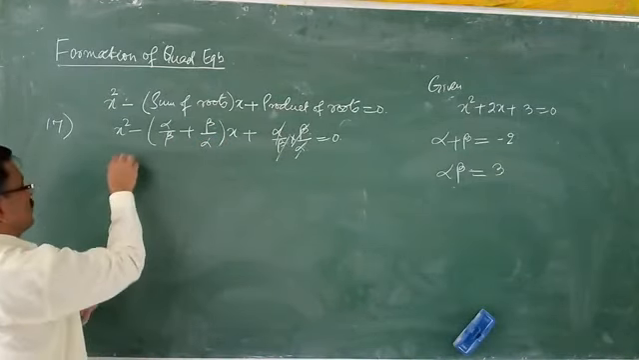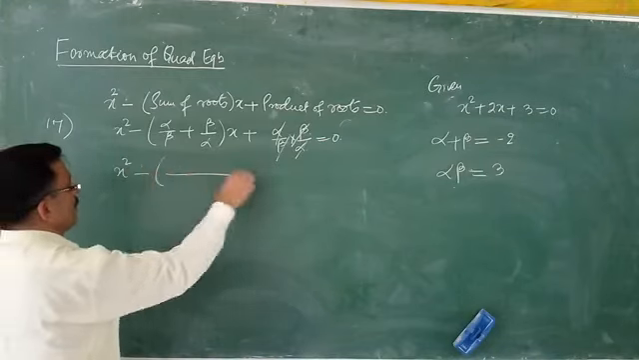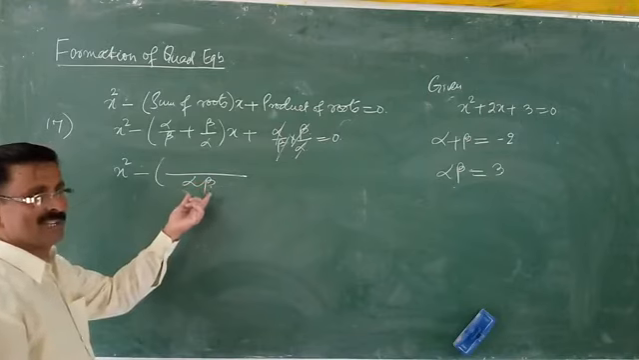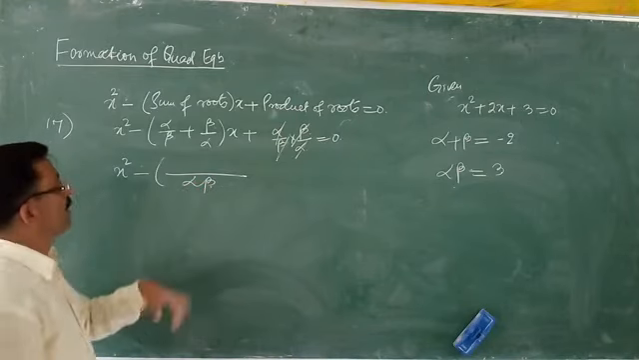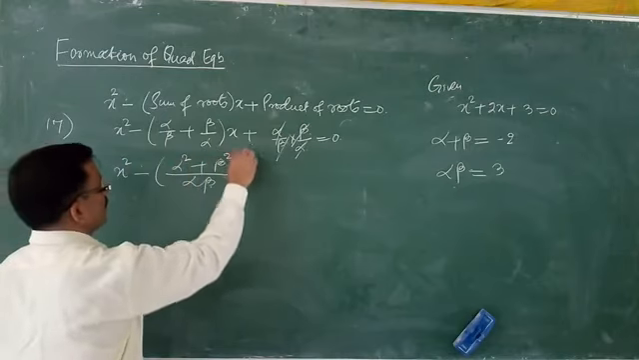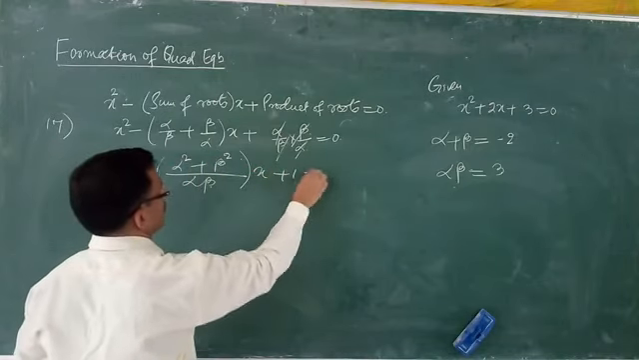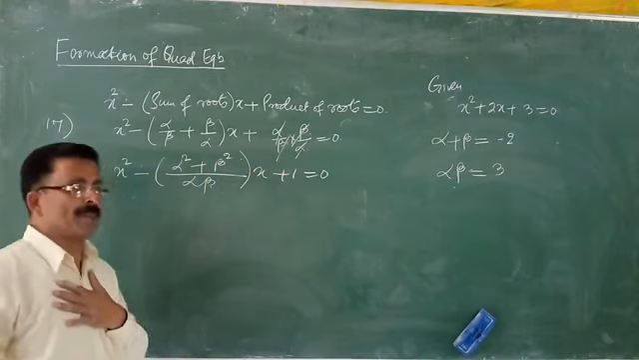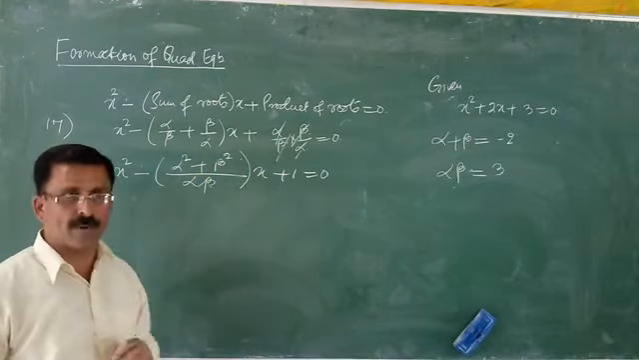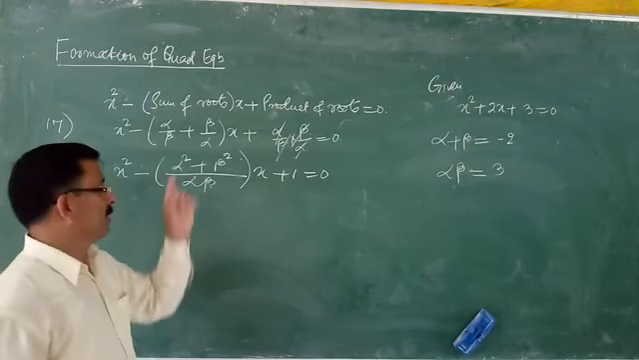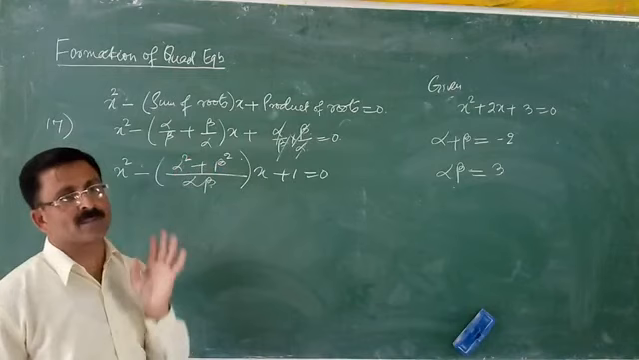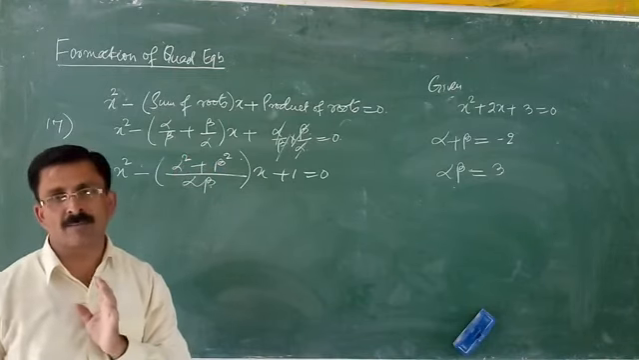So this is x square minus, the LCM of this will be alpha beta. The denominator came in the form of a product. The numerator is alpha square plus beta square, times x, and plus 1 is equal to 0. This became 1, and this became product form. It came in the form of a square now: alpha square plus beta square.